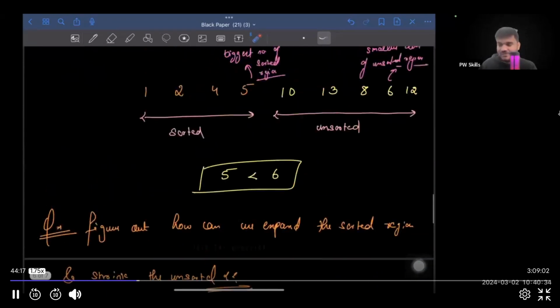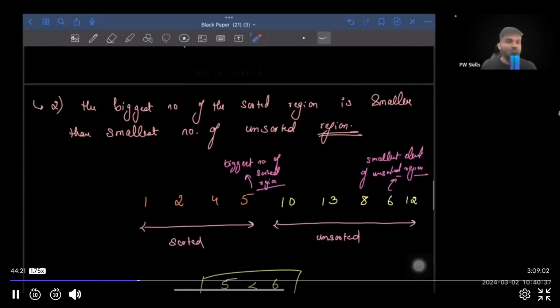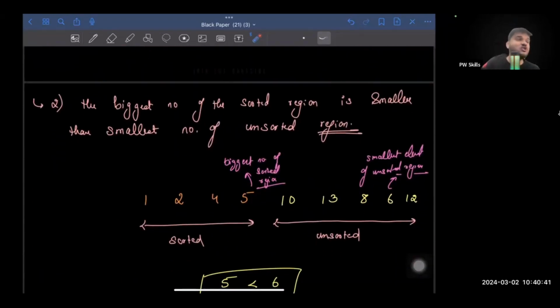And I believe the moment I gave you this situation, most of you were able to figure out how you will expand the sorted region and how you will shrink the unsorted region. Technically, you yourself figured out what selection sort is. I don't have to put a lot of effort into feeding you the algorithm. You yourself figured out that if this is the situation, that's how we expand the sorted region and shrink the unsorted region. How cool is that? Can I say that, everyone? I'll come to time complexity and everything.